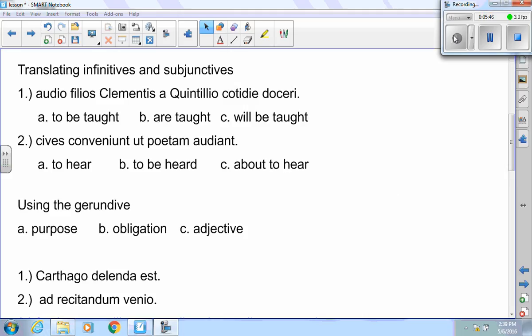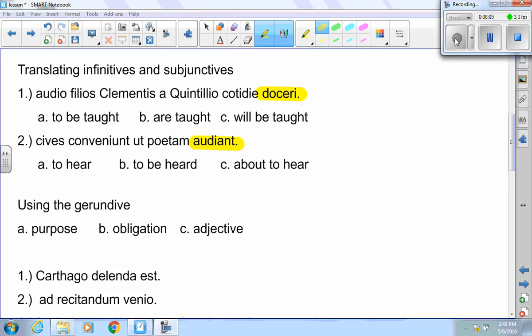Next, we have translating infinitives and subjunctives. You're going to be asked to do both. The thing that you need to remember is which ones are same time, which ones are before. So in number one, I have docere, which is a present passive infinitive, so it needs to be the same time as the main verb audio. So it needs to be translated as passive present tense. Which one of those is it?